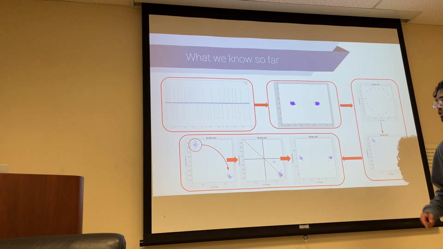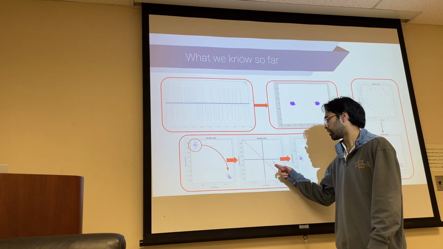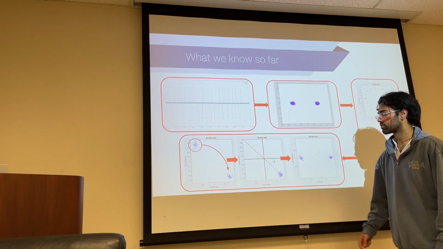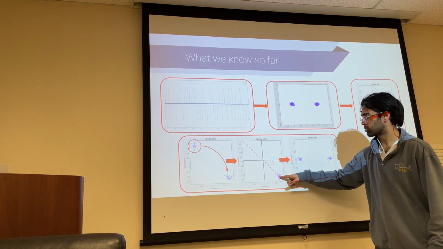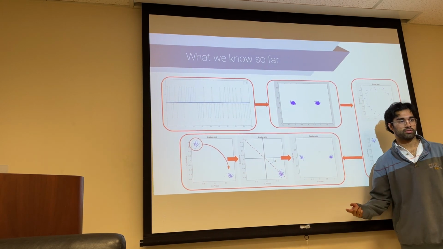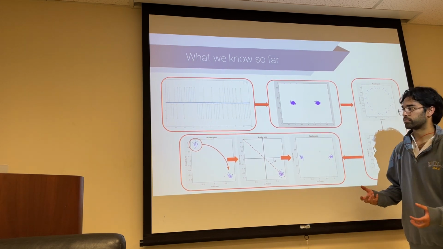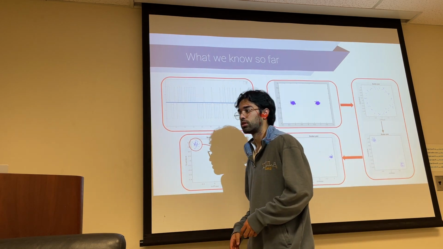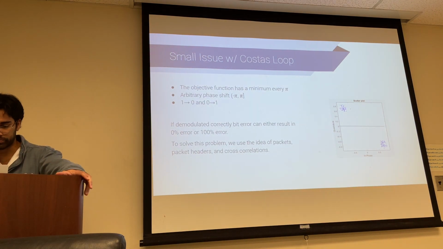The thing is, the Costas loop does not know what's a 1 and what's a 0. So if you have a theta which is above pi over 2, for example, this is going to be much closer. If this is a 1, then the 1 might be here and be put to the 0 side, or vice versa. So even if your demodulation scheme is correct, you can have a bit error of 0 or a bit error of 100%. And so this is a little bit problematic.